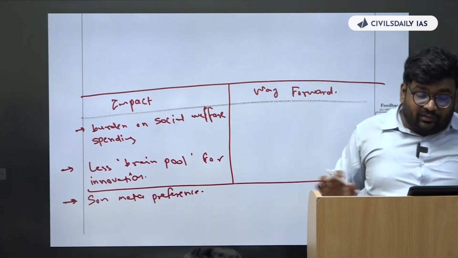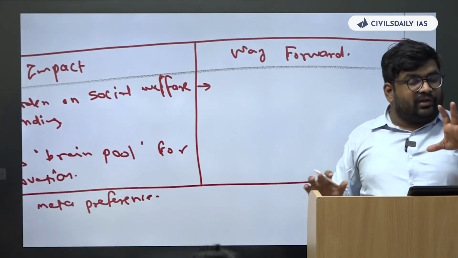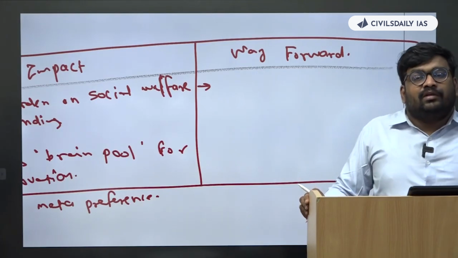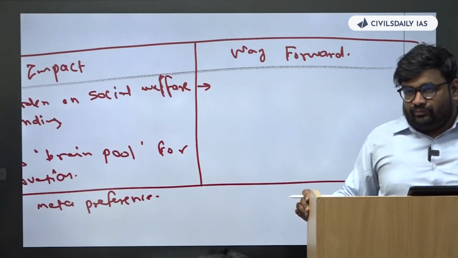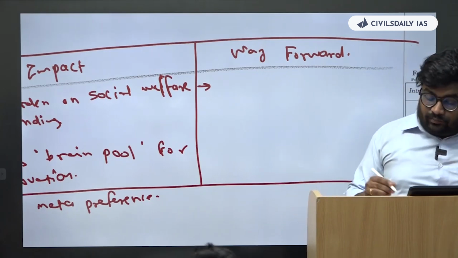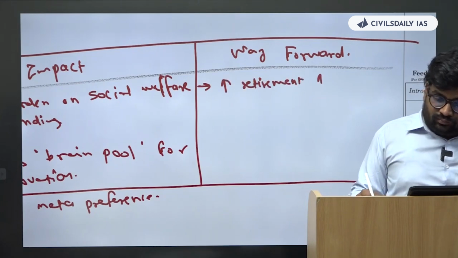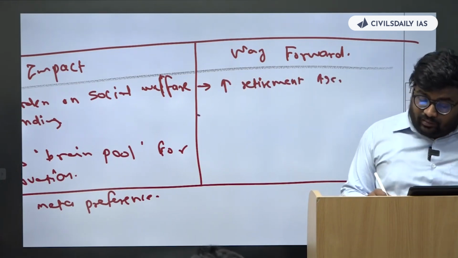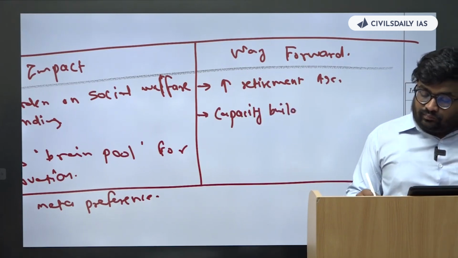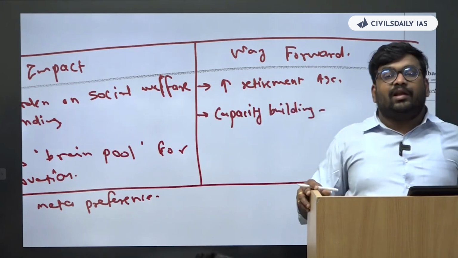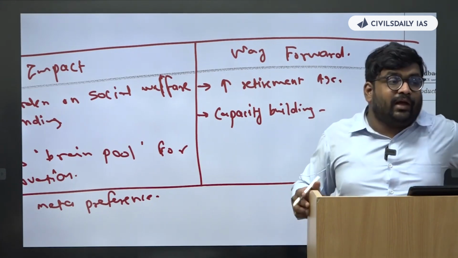Okay, and then you had the associated way forward. With respect to demography, if you get the question, simply remember the one way forward, increasing the retirement age. Then second is capacity building. How will you do it? Universal healthcare and education.